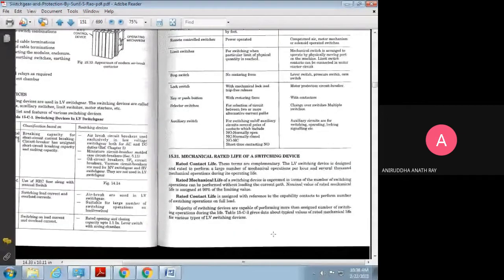So most of the circuit breaker switching devices are capable of performing more than the assigned number of switching operations during their life.